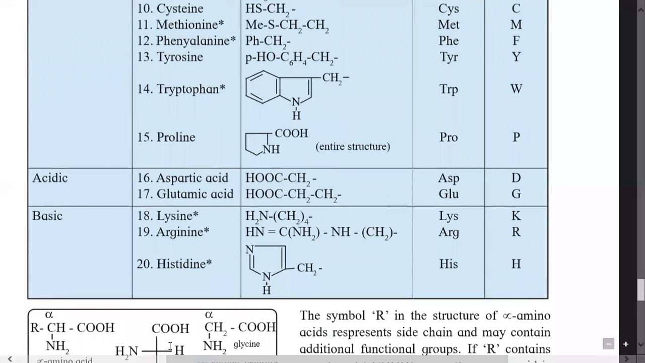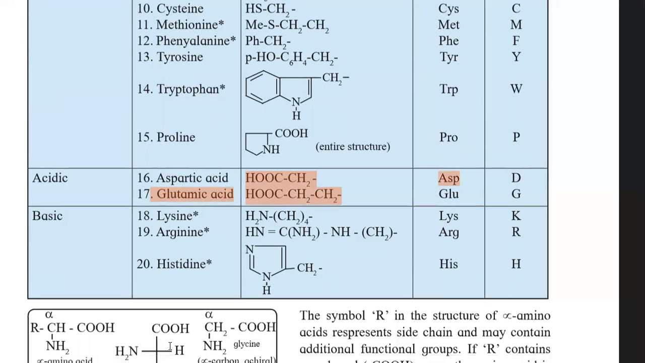Now we will study acidic amino acids. Only 2 examples are there. One is aspartic acid. It contains the R group COOHCH2. The symbol is ASP and the one-letter symbol is D. Then the second example of an acidic alpha amino acid is glutamic acid. Here the R group is COOHCH2CH2. The symbol is GLU and the one-letter symbol is E.